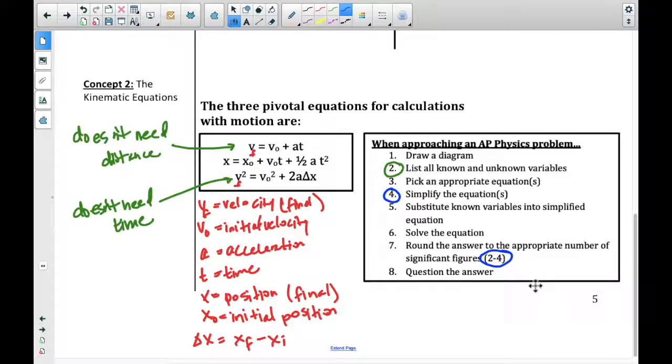That's fine. The last one, though, is also important. Question the answer. In other words, is it in the right units? Does it make sense? Is it logical? Is it positive and it's supposed to be positive? Or is it negative and it's supposed to be negative? All those things. Think about your answer when you get it and make sure the answer does make sense.